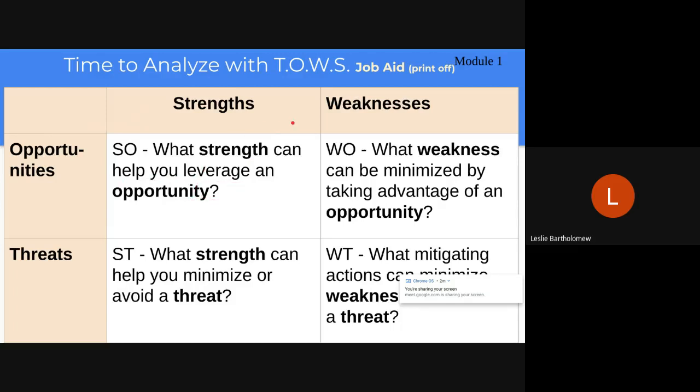You will also do the pairing with weaknesses and opportunity. What weaknesses can be minimized by taking advantage of an opportunity? Over here, we've got strengths with threats. So what strength can help us minimize or avoid a threat? And then the last category here is looking at weaknesses and threats. So what mitigating actions can minimize weakness or avoid a threat altogether?